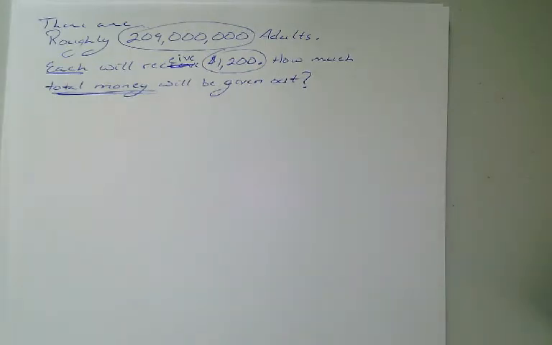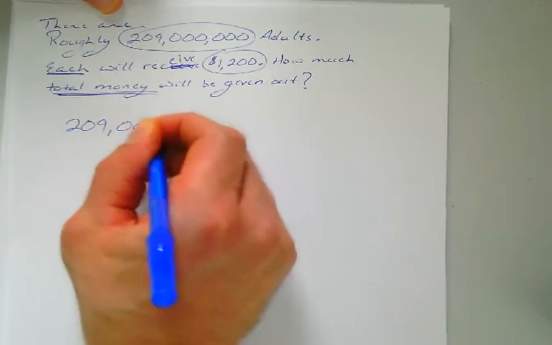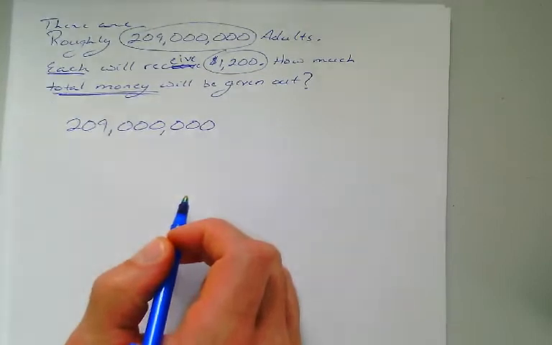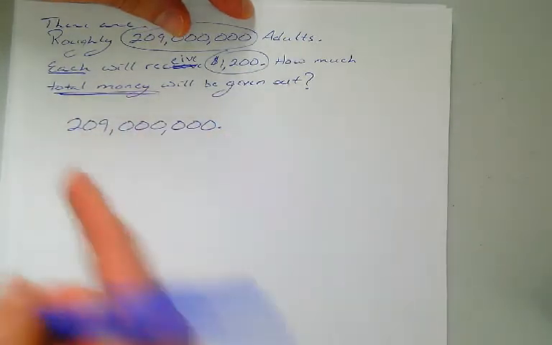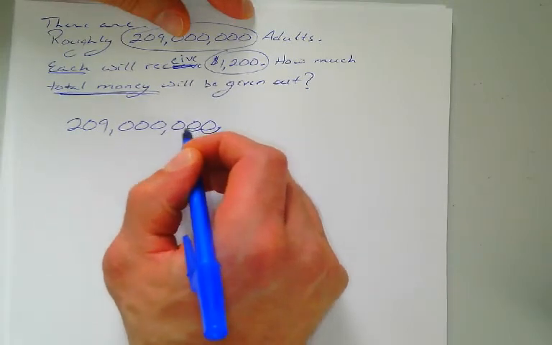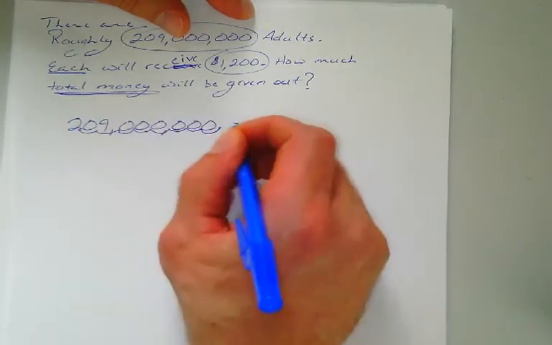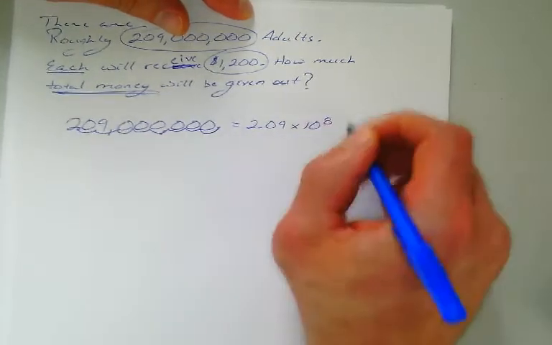So I don't want to deal with standard form. I want to deal with scientific notation. So I'm going to convert both these numbers to scientific notation. Let's deal with 209 million. To get that to scientific notation, I need to move this decimal to the left. If I'm moving the decimal to the left, and this is a giant number, I'm going to have a positive exponent, or positive power of 10. I'm moving it left 1, 2, 3, 4, 5, 6, 7, 8. So this is going to become 2.09 times 10 to the 8th power. That's my adults.